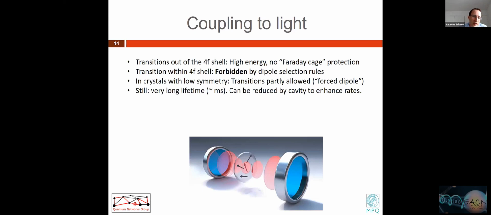If you take a crystal with very low symmetry, you can improve a little bit. So you have such so-called forced dipole transitions, but still the lifetime of these elements will be very long, on the order of milliseconds. And therefore, you either have to take many dopants and use collective effects to enhance the emission, or you have to use optical resonators and, by the Purcell effect, bring these lifetimes down to still enable high rates.